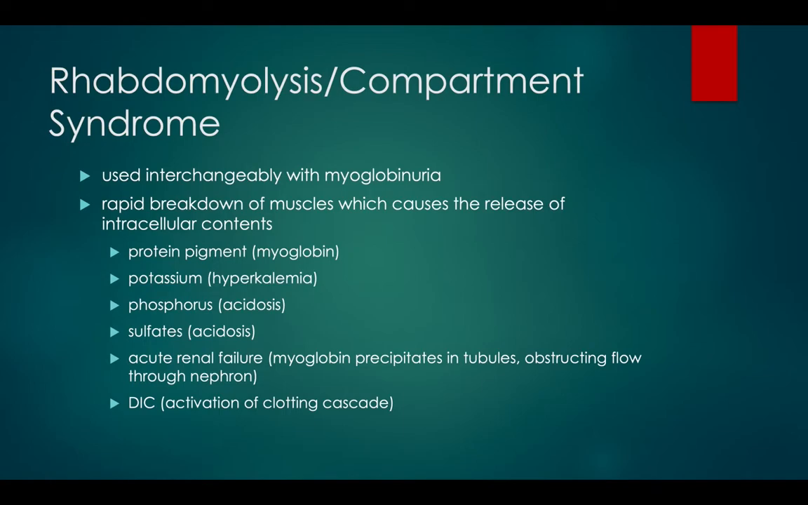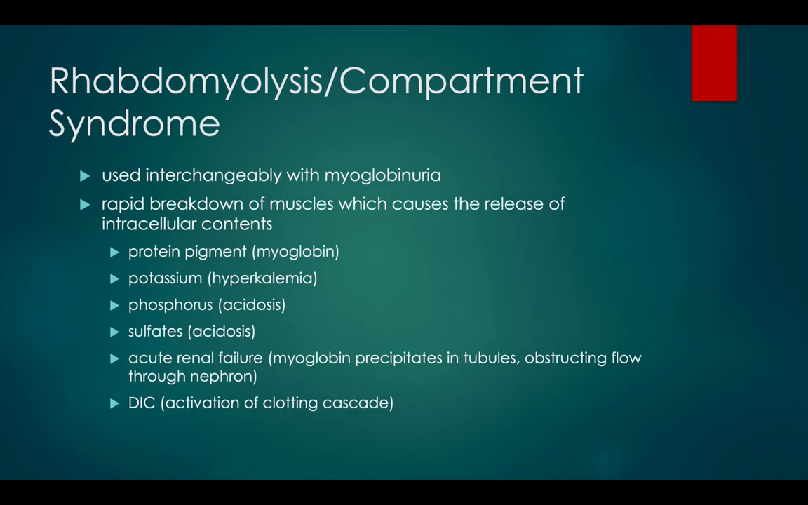So you get a hyperkalemia. You get a lot of phosphorus release, just like other cells, which causes an acidosis. It can also cause a hypocalcemia as well. Hypocalcemia, not hyperkalemia. You have a lot of sulfates that get released, which also cause an acidosis. And also you can get an acute renal failure.